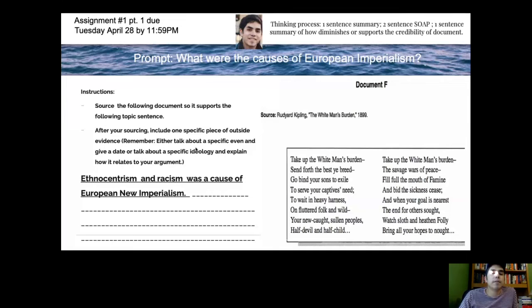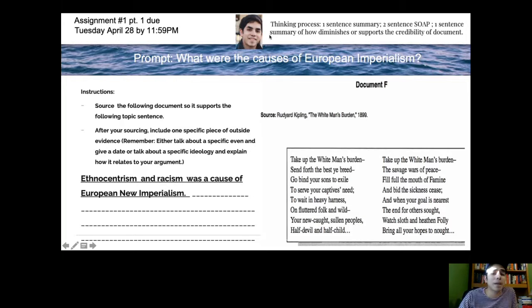All right, this is going to be your first assignment. What are the causes of European imperialism? That's going to be your prompt that's given to you in this fictional DBQ. Remember, this is a fictional portion of the DBQ, right? You have one document, document F. The source is Rudyard Kipling's The White Man's Burden in 1899. Your job is to source the following document. Remembering the thinking process is here.